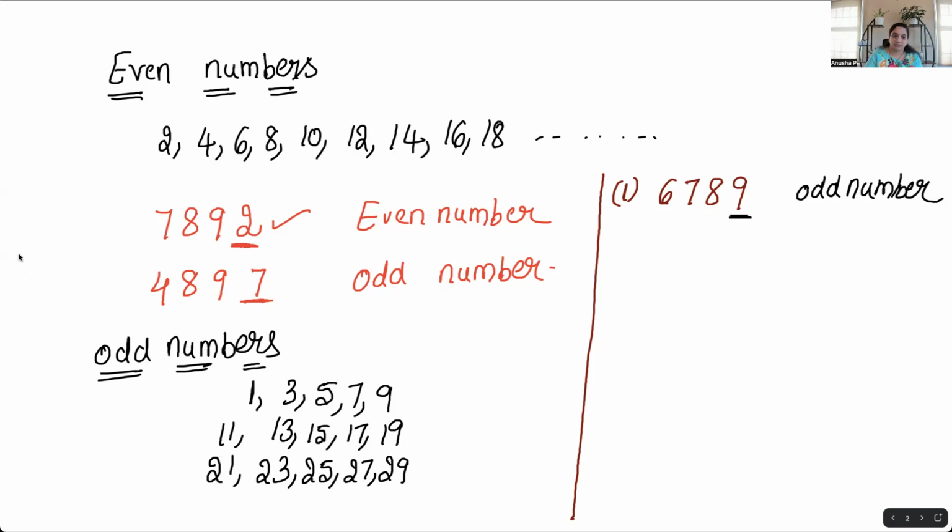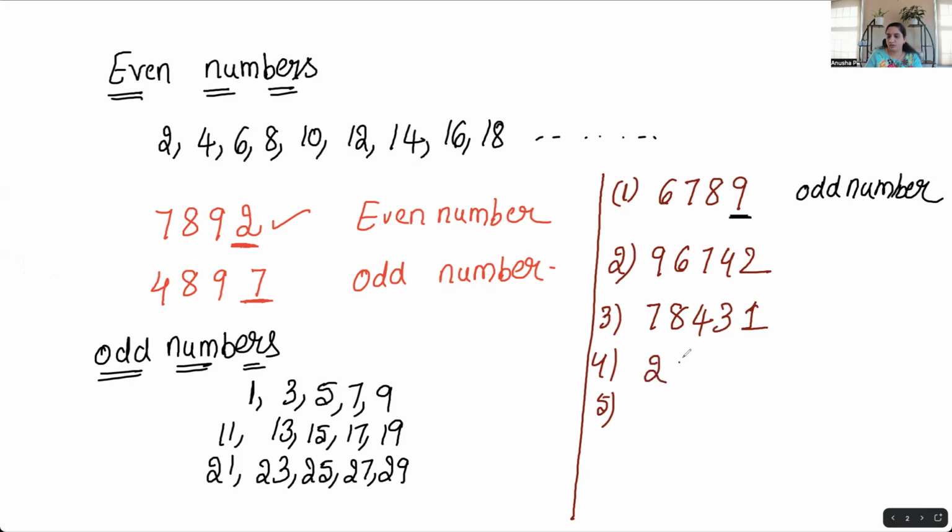Okay. Now let me do the second example. We'll do 5 examples here. So 96742, and 78431. And you can make your own examples like 231, or 4189, or 6766. So we will write whether these numbers are even numbers or odd numbers.